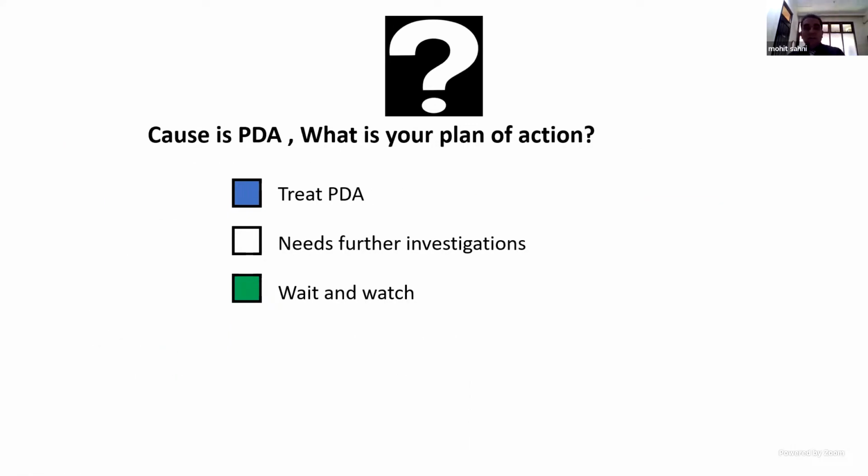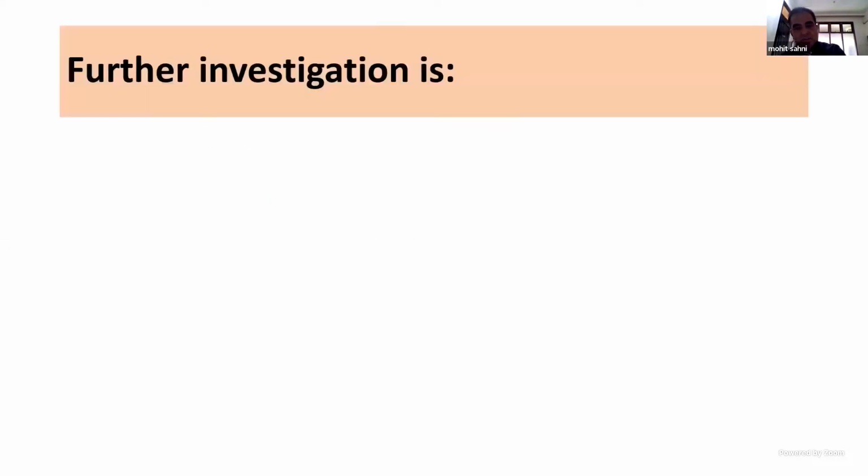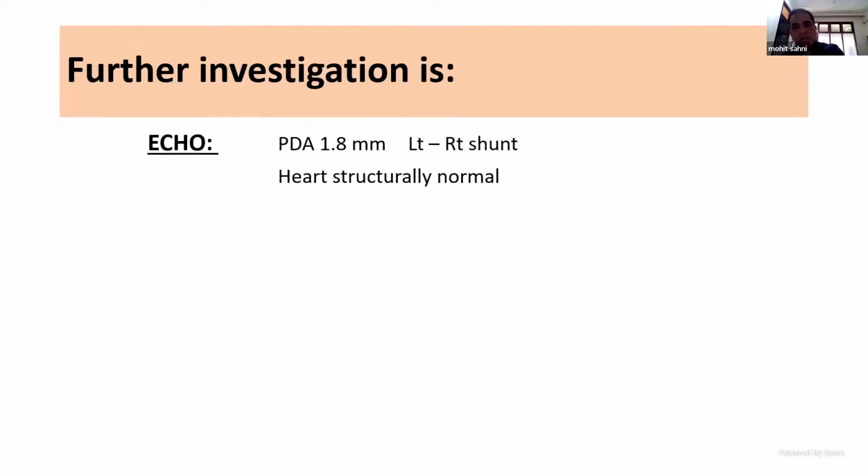So if we have clinically detected a PDA, what will be my plan of action? That is a question that will be discussed in the panel by one of the very senior neonatologists and a couple of young neonatologists who have been following hemodynamics. And let's see how the outcomes will be. So we will talk about the echo in this. If the echo is done, the PDA is 1.8 millimeters, shunting left to right, and the heart is structurally normal. That means there is no duct-dependent cardiac lesion.